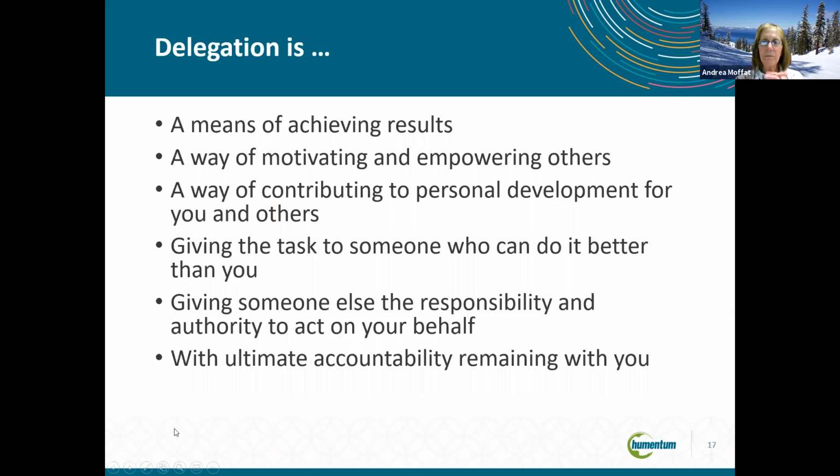So delegation, what is it? Would you agree? Throw your comments in the chat while I'm going through this. It's a means of achieving results. It's a means of motivating and empowering. I think I've just referenced that. It's a way of contributing to personal development. Look at this next one. Guess what? You could give the task to someone who could do it better than you.